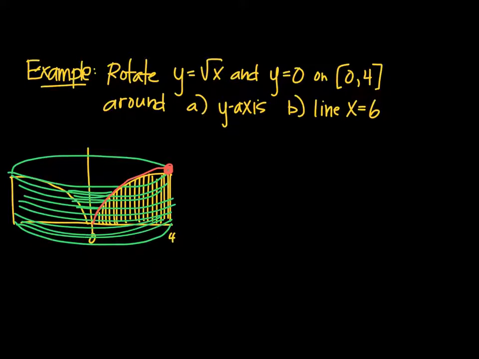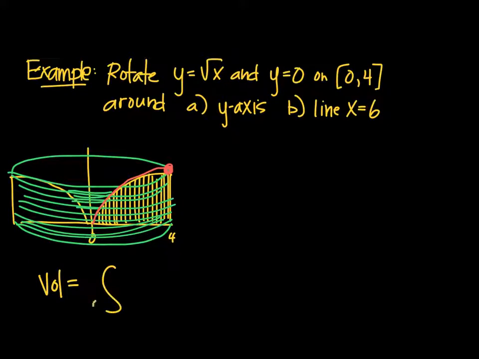By the way, this is a method that works awesome around vertical axes. Doesn't work so great around horizontal axes. You've got to convert everything into different variables, so if you're around a horizontal axis, stick with the methods we were doing before. This is just a better way to do it around the vertical. Okay, so let's set up our volume.